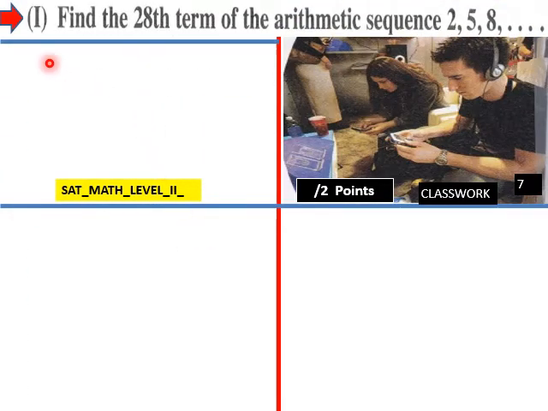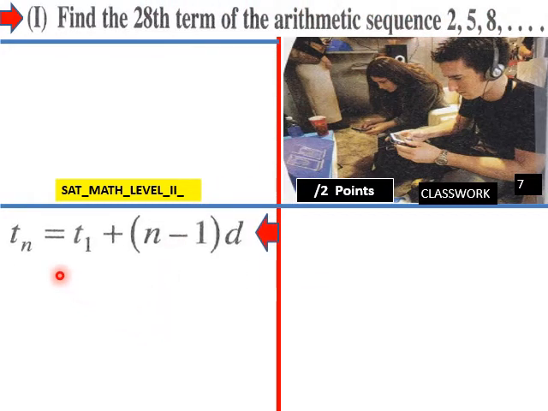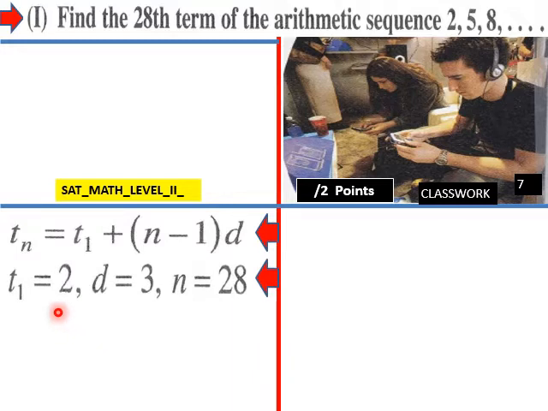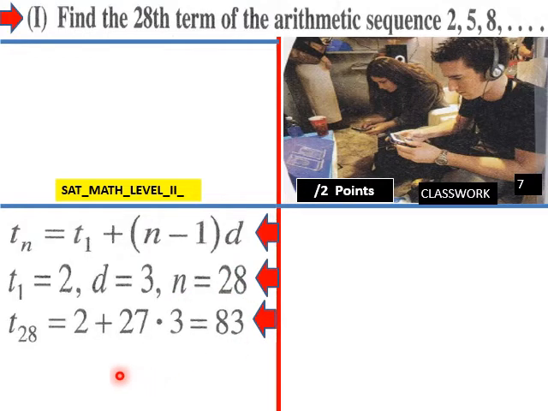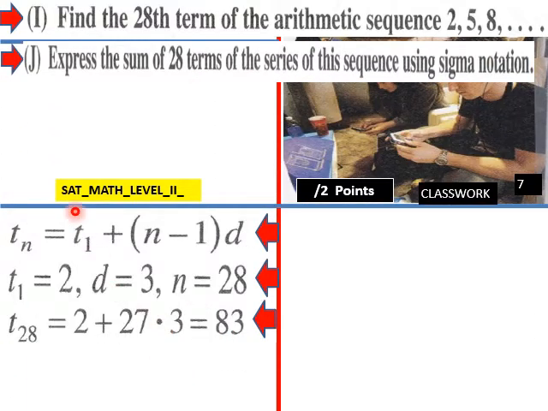With those formulas, find the 28th term of this arithmetic sequence 2, 5, and 8. So term n equals term 1 plus n minus 1 d. Term 1 here is 2, our difference is 3, and our n is 28. We want to find the 28th term, so term 28 would be 2 plus 27 times 3, n minus 1 and then our difference of 3. So 2 plus 27 times 3 would be 83. That would give our 28th term on that sequence.